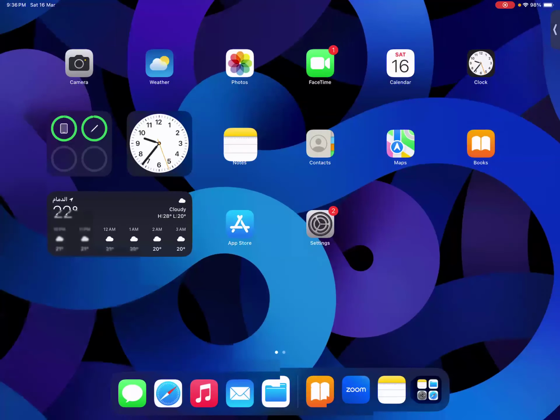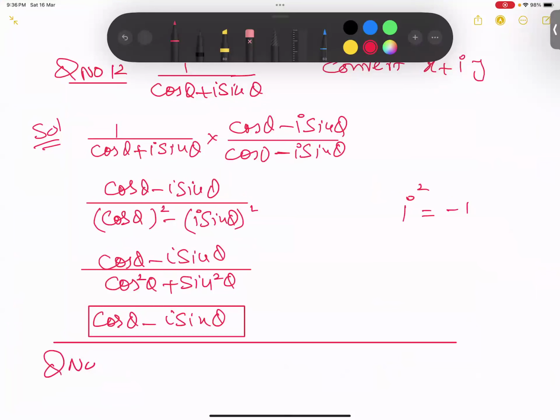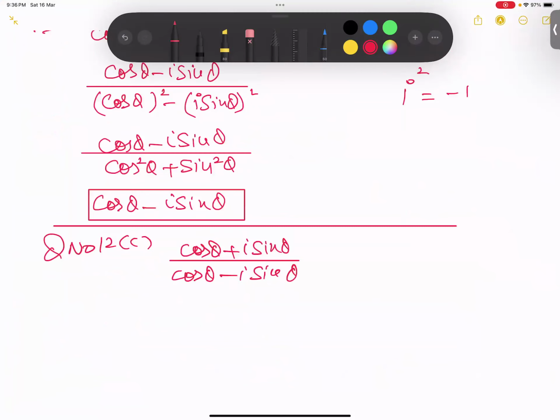Get ready. So 12c. What the question is: same idea, same planning, a little bit complicated. That's it. Cos theta minus iota sine theta. So I will rationalize, I'm saving my time. I'm multiplying up and down, I mean the numerator and denominator, with the same value but opposite sign. So this is not negative, I will take positive. So iota sine theta, and same story, cos theta plus iota sine theta.